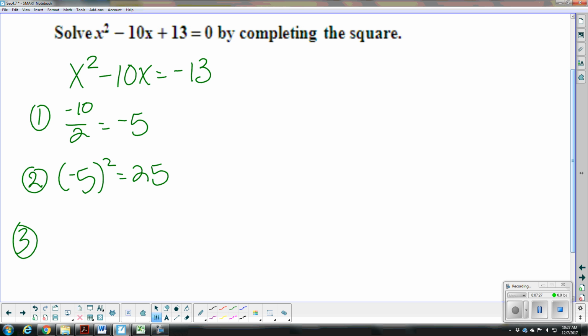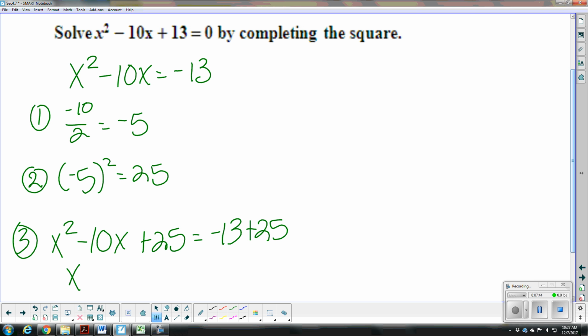So now we get x squared minus 10x plus 25 equals negative 13 plus 25. So whatever you do to the left side, you have to do to the right side. Then I'm just going to rewrite my equation to simplify. So x squared minus 10x plus 25 equals 12.